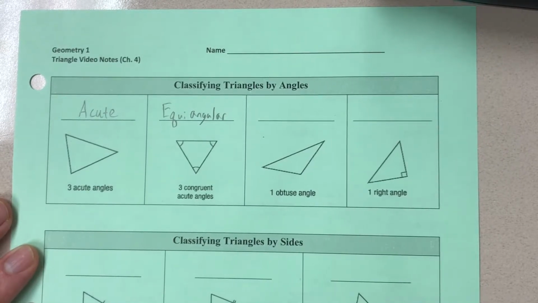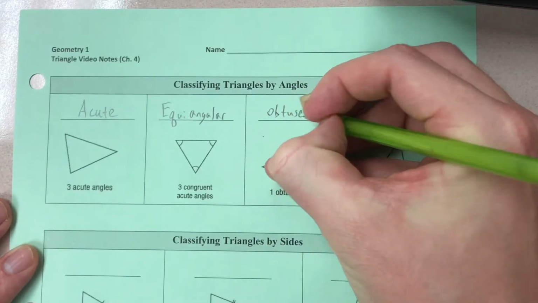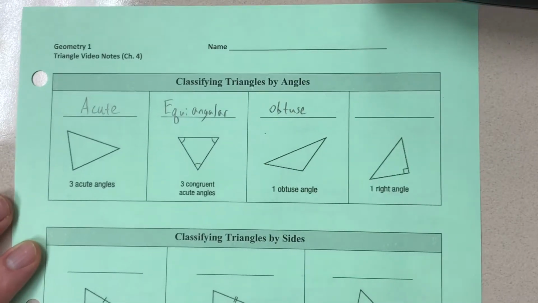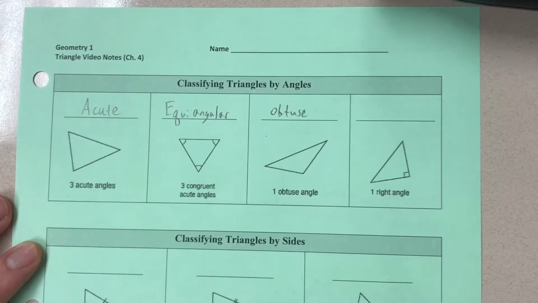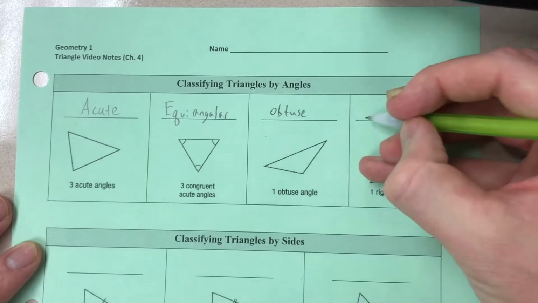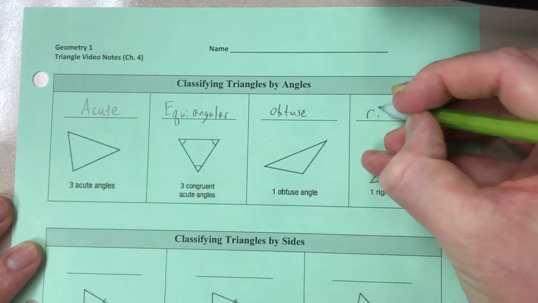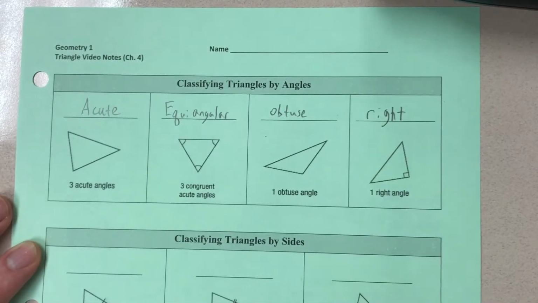Equiangular means all of the angles are equal to each other, or they're all congruent to each other as well. So if it has one obtuse angle, it is an obtuse triangle because it's impossible for a triangle to have 2 obtuse angles. So if it has 1, we consider the triangle obtuse. The final one is if a triangle has a right angle, we call it a right triangle. Pretty straightforward.